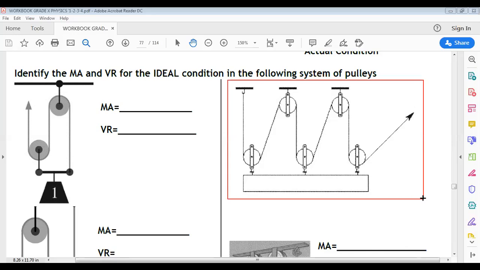You have to follow the same rule. The rule is the number of strings directly supporting the load, the number of strings directly supporting the movable block or the movable pulley. So how many movable pulleys do we have? This is one movable pulley, this is a movable pulley, and this is also a movable pulley. The upper ones are fixed pulleys. So how many strings are supporting it? This is the string 1, 2, 3, 4, 5, and even this string is supporting. So what is the MA and VR? Yes, the MA and VR of this system is 6.